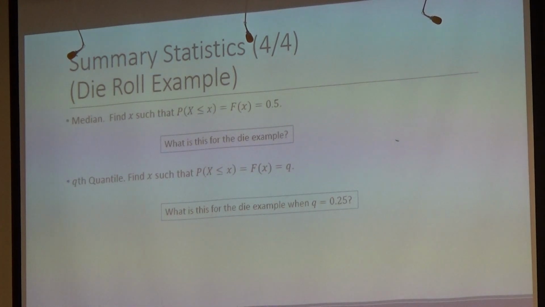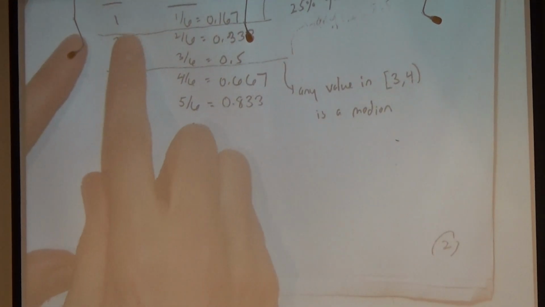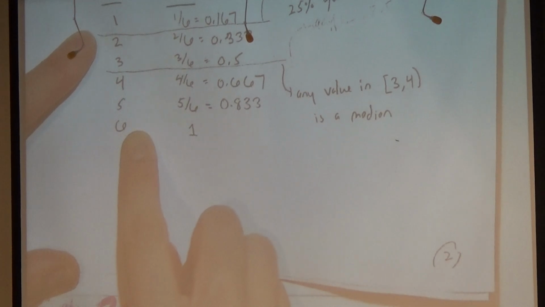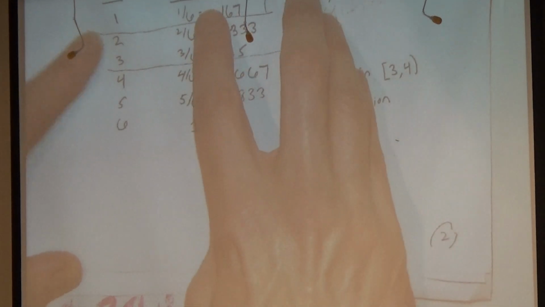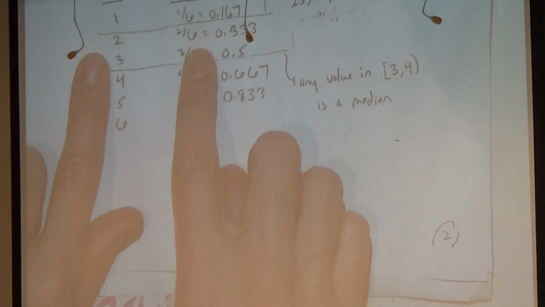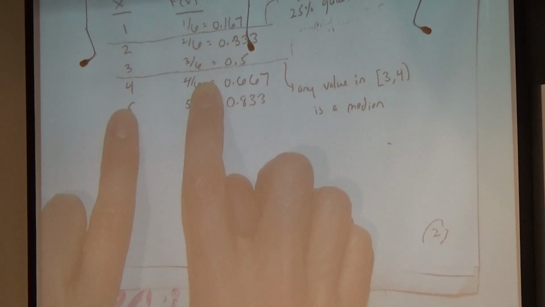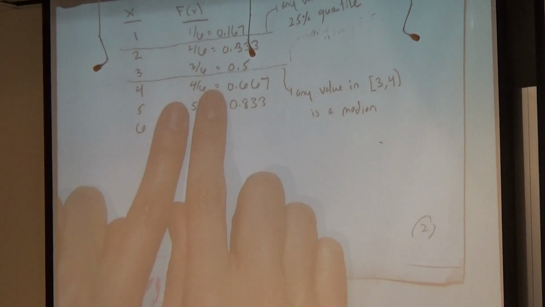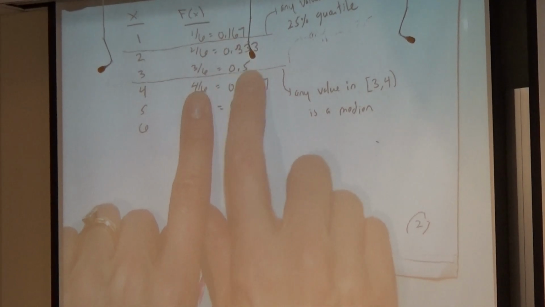Actually, let's go back for a second. If I look at this die, what I've done here is list the values the random variable can assume. It can be 1, 2, 3, 4, 5, or 6. And this is our CDF, which we're familiar with. The probability I'm less than or equal to 1 is 1/6. The probability I'm less than or equal to 2 is 2/6. The probability I'm less than or equal to 3 is 3/6, so a half. Good. So if I want the median, I want to find the CDF that gives me 50%.